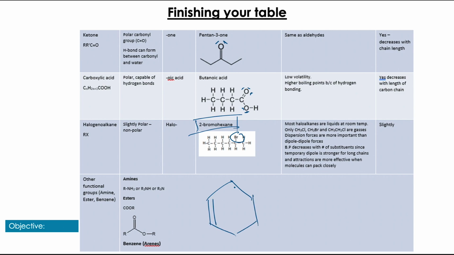Remember, that's our 6 ring with alternate single and double bonds. You can draw that with the common skeletal formula or with the displayed formula, whichever works for you, as long as you have alternate single and double bonds. That all counts as a benzene ring.